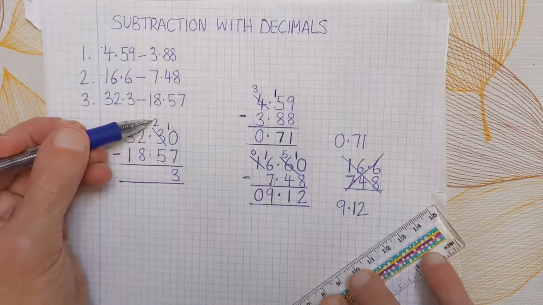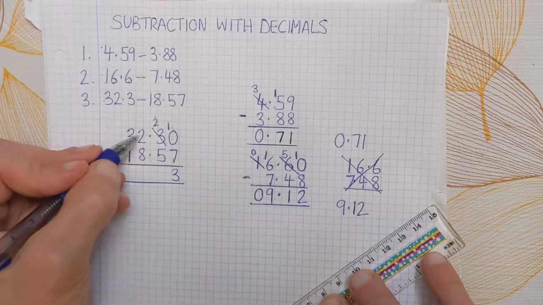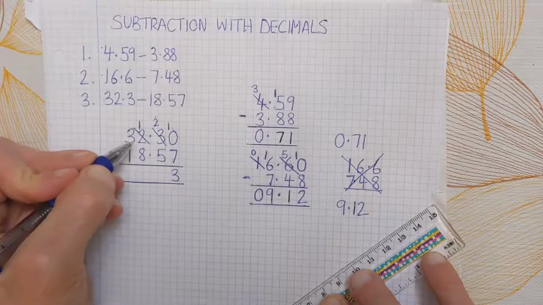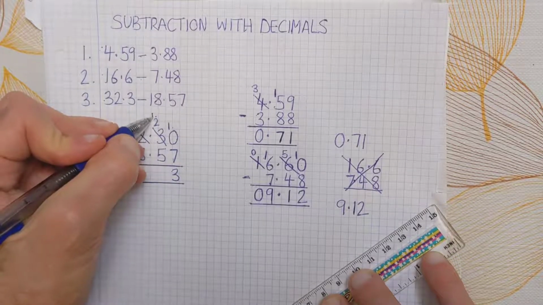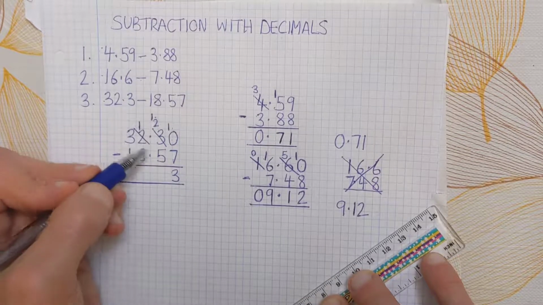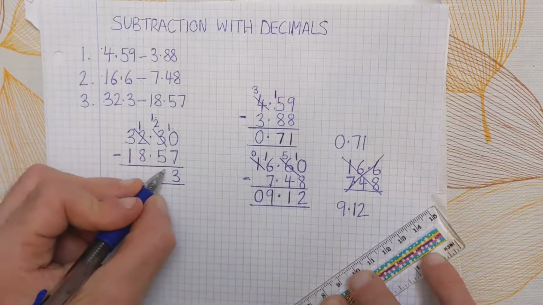Now here we're left with 2 take away 5, which we can't do. So we're going to have to borrow again. 2 goes down to a 1, and the 1 goes here, making a 12. So 12, take away 5, is 7.